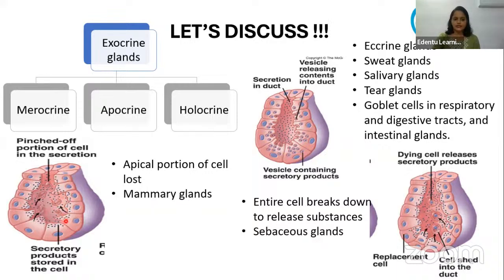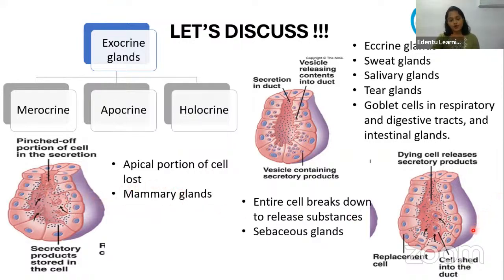You can see here the pinched off portion of the cell in the secretion. So the whole apical portion will get pinched off and it will be secreted into the duct. Likewise, the enzymes will be going. So the main example of this apocrine type of secretion is the mammary glands.